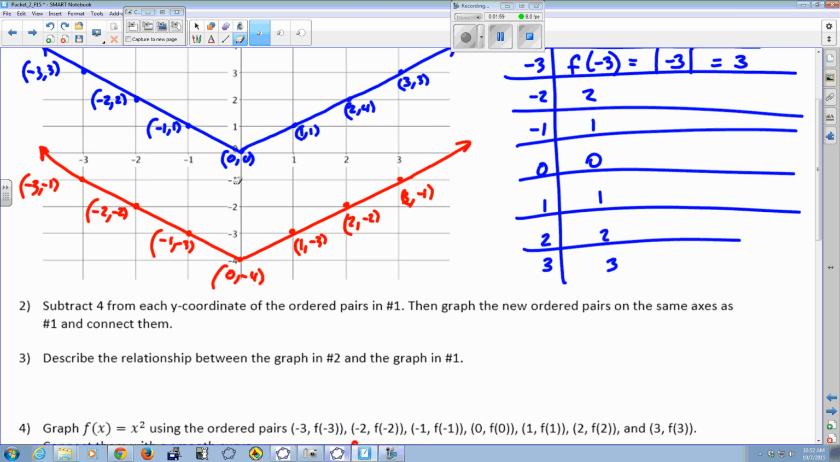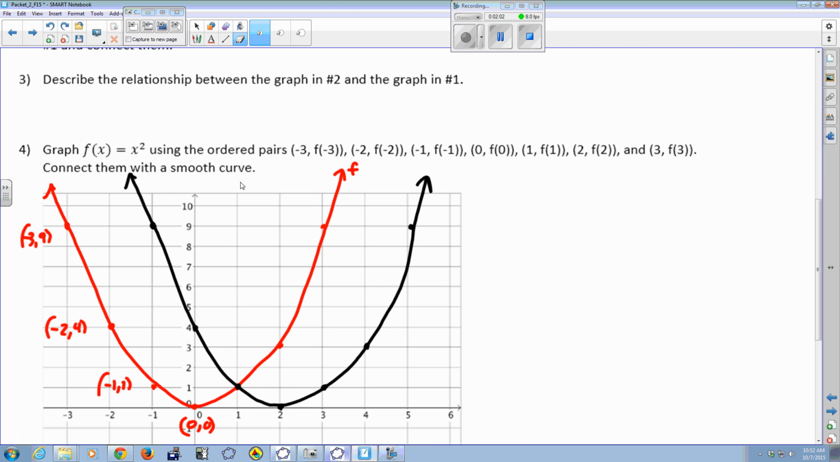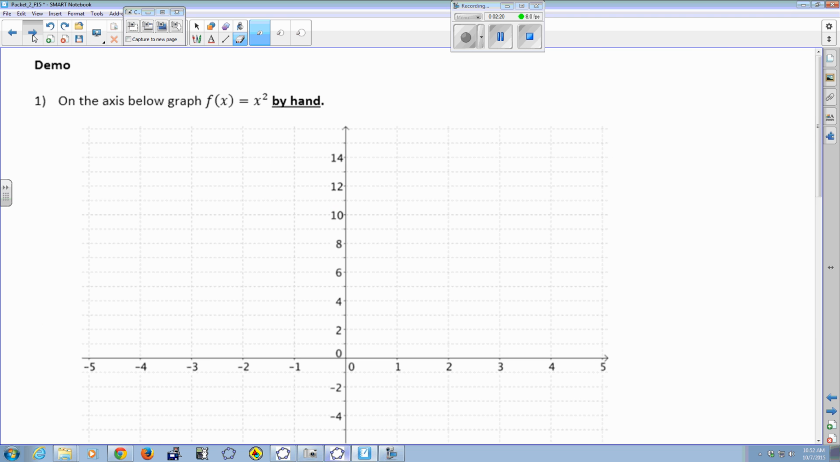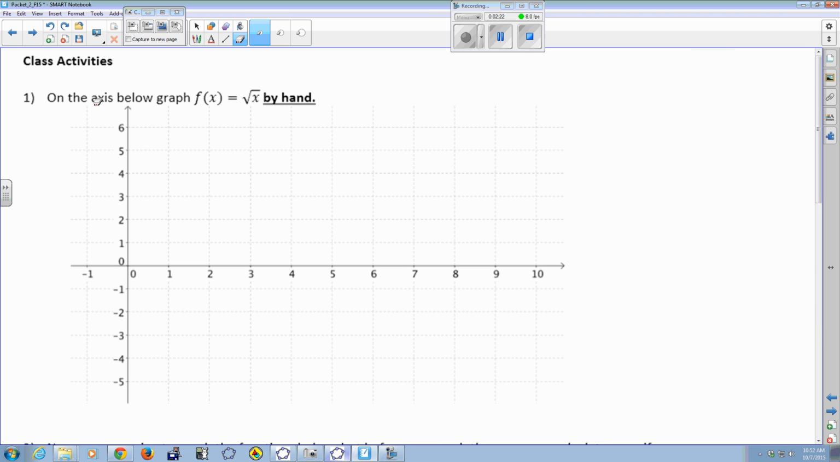There's other parent functions as well. Here's another one. F of x equals x squared. That's a parent function. You should have that graph etched into your brain. All these parent functions should be right there without much thought. Similarly, as you work through your packet, you see another parent function right here, the square root of x. Now, you may not know what the positive square root of x looks like right now, but by the time you finish this package, you will.